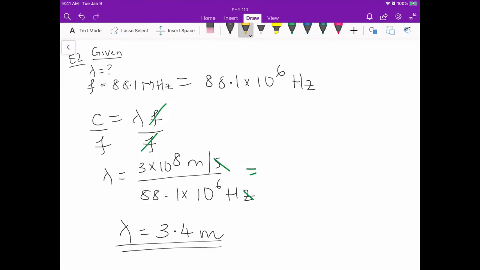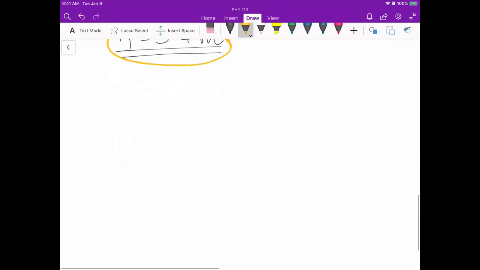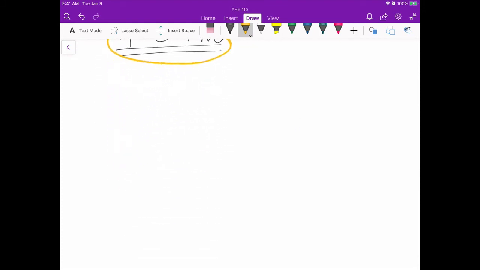Okay, so make sure that you do this calculation and then verify that the value is correct. I want you to solve them. So we did a frequency question, we did a wavelength question, what else?